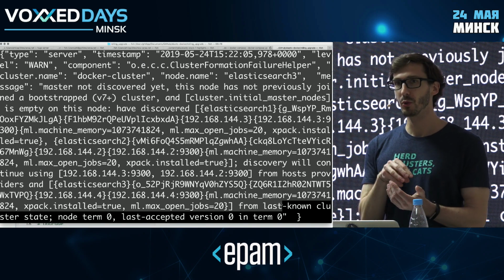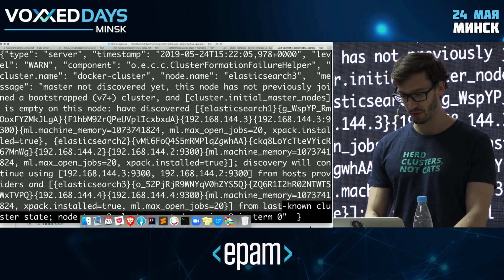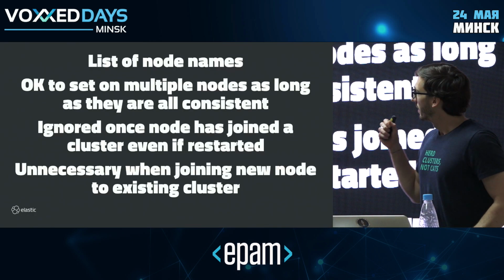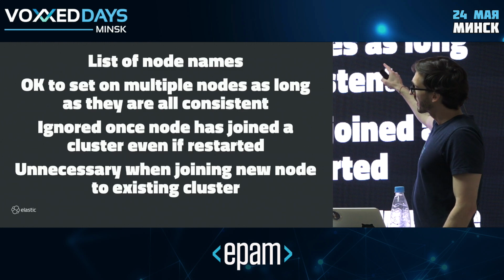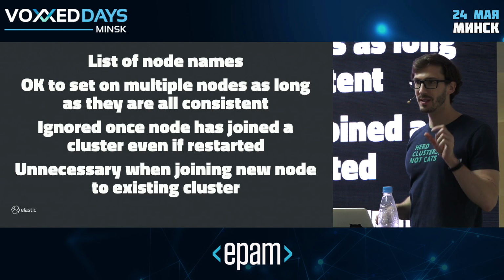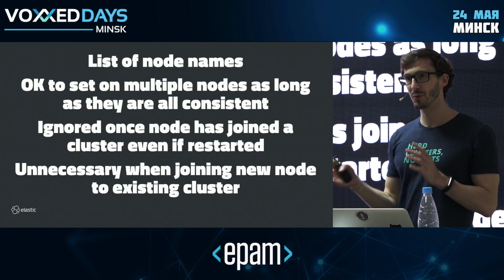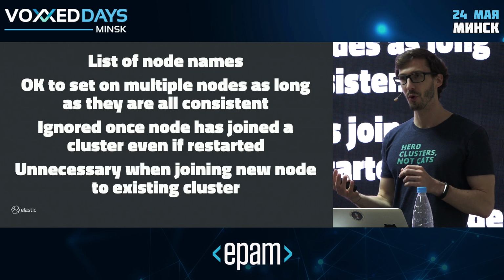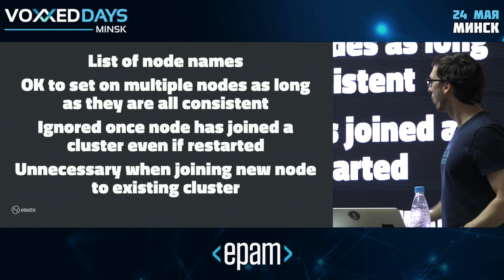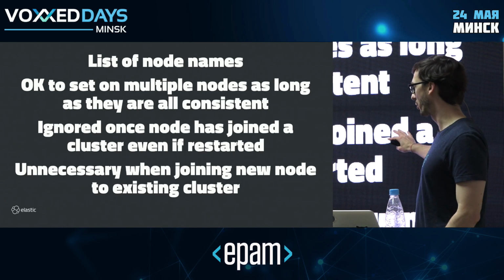But this is the only time you need to have this setting, because once it has formed the cluster, it's good, and it can just go from there and form the right cluster. You can set the list of the master eligible node names on more than one node, but keep them consistent. If you put the master eligible nodes setting on different nodes with different numbers of nodes in there, your cluster will be in a bad state because it will not know what the right master eligible nodes are. So if you set that, set it consistently. Once you have joined the cluster, the setting is ignored. As soon as you have formed the cluster once, you're good.